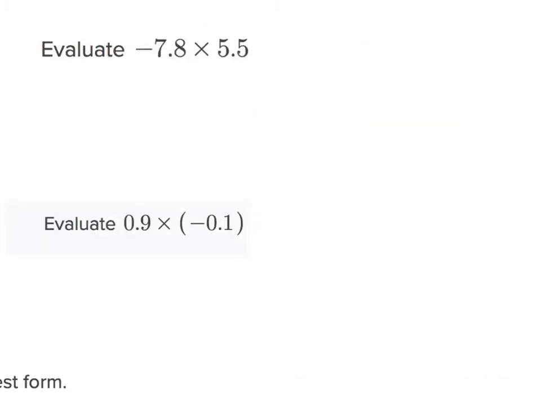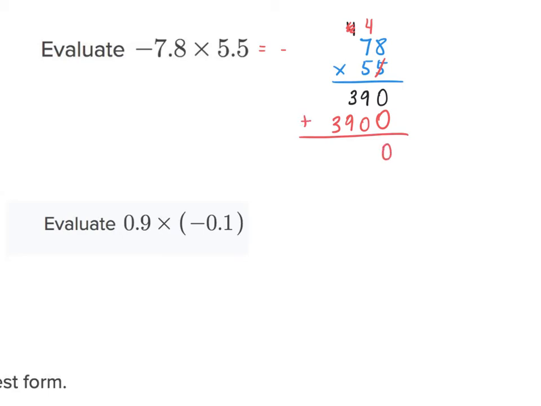So again, here I have a negative times a positive, so I know my answer needs to be negative. I'm going to ignore those decimals and just go ahead and multiply. When I start my second row, I'm going to add a 0, and then I can go ahead and multiply my second row. 35, 39 again. And I'm going to add my 2 rows together.